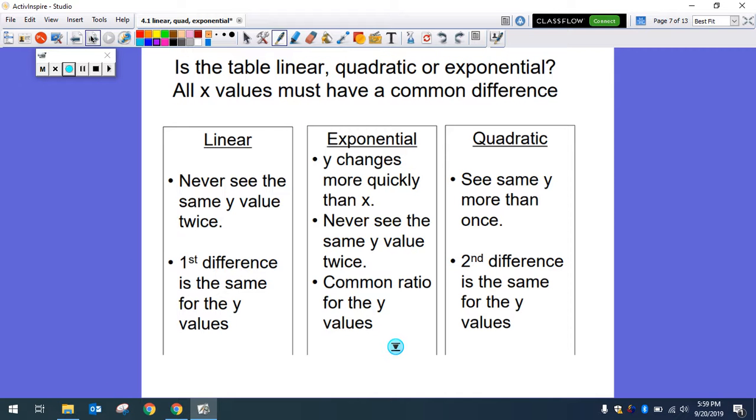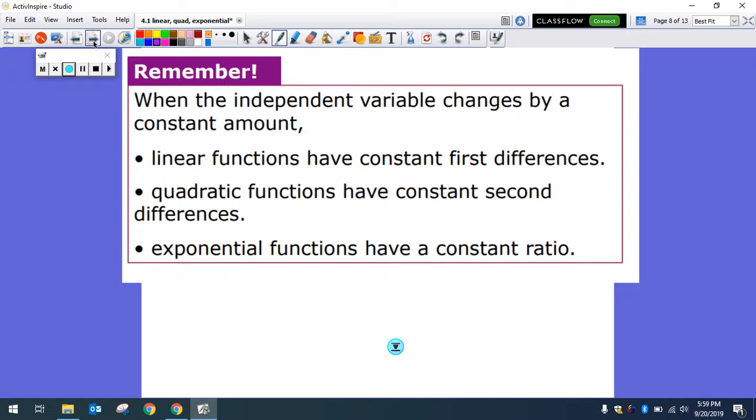And the last thing we're going to do is figure out how to tell from a table. So again, you need to write this down. Linear, your y's are going to change by the same thing. Exponential, the y's are going to change really quick, and they're going to have a common ratio, and we'll go through how to find the common ratio in a second. And then a quadratic, you could see the same y more than once. And the second difference is going to be the same. So I know that probably makes no sense, but it will.